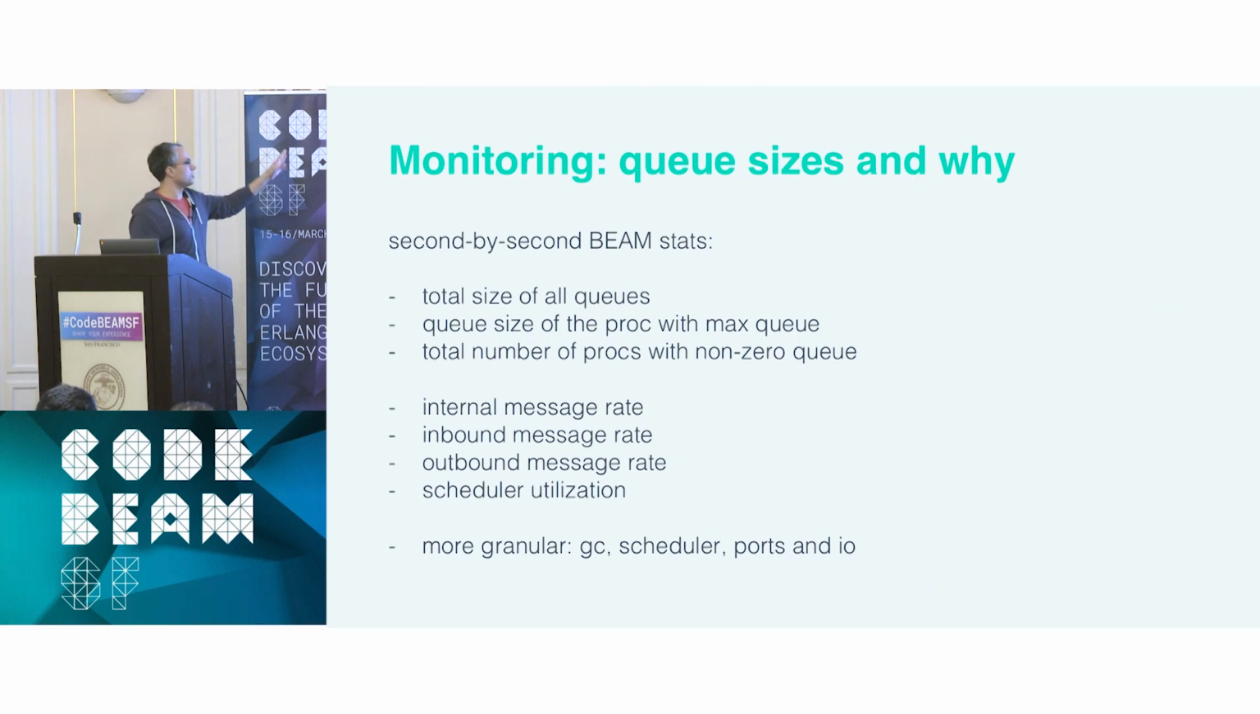Typically, the first step to answer the question of how bad it is and where it's happening, we pull BEAM stats at a second-by-second resolution and get the aggregate total of all queues and some extra information that allows us to reason about what's going on, like why is this thing happening.